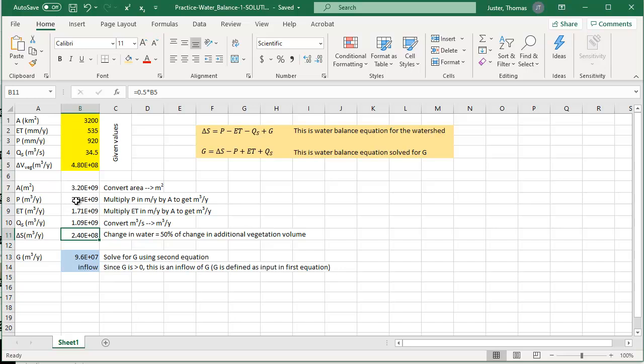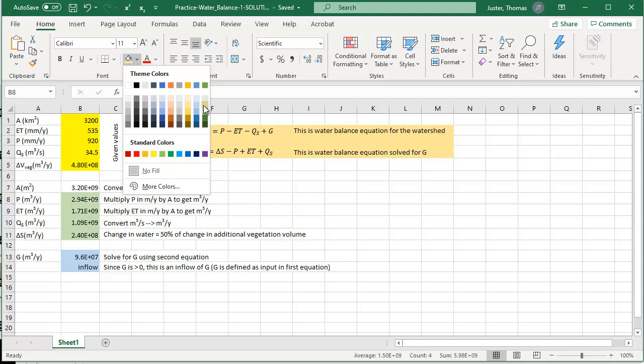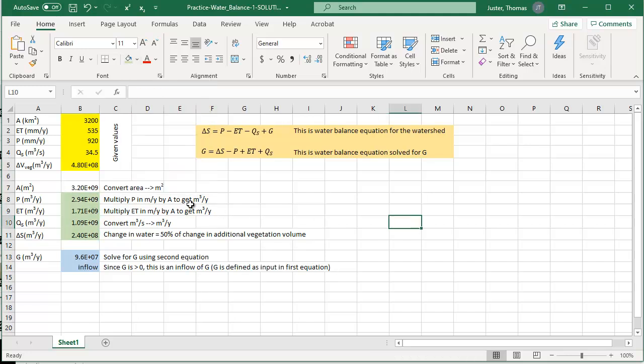So now I have all of these terms here. I'll highlight these just to show you what they are. These are all now terms in cubic meters per year. These are all the terms in this equation here, and I merely need to plug into this equation to solve for the groundwater flow in cubic meters per year. So this is exactly what that equation says. It takes the change in storage minus the precipitation flux plus the evapotranspiration flux plus the stream flow flux, and when I solve that equation, I end up with the answer, which is 9.6 times 10 to the 7th cubic meters per year of groundwater flow.